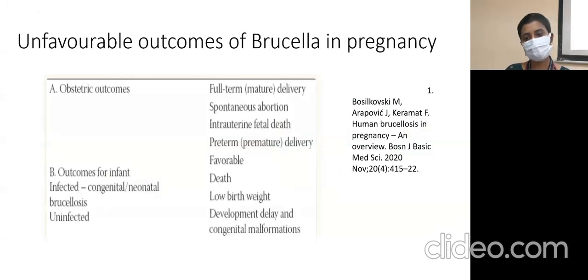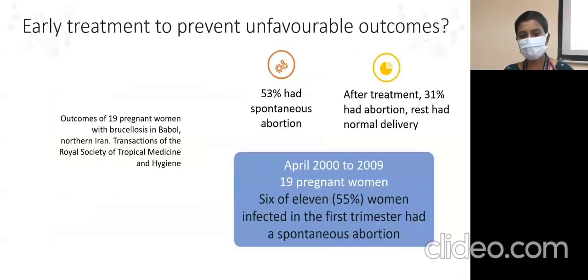As for unfavorable outcomes of brucella in pregnancy, the obstetric outcomes are spontaneous abortion in the first trimester, and preterm delivery or intrauterine fetal death in the third trimester. For the infants, they will have low birth weight, developmental delay, and congenital malformations. So early treatment can be done to prevent unfavorable outcomes in pregnant women.